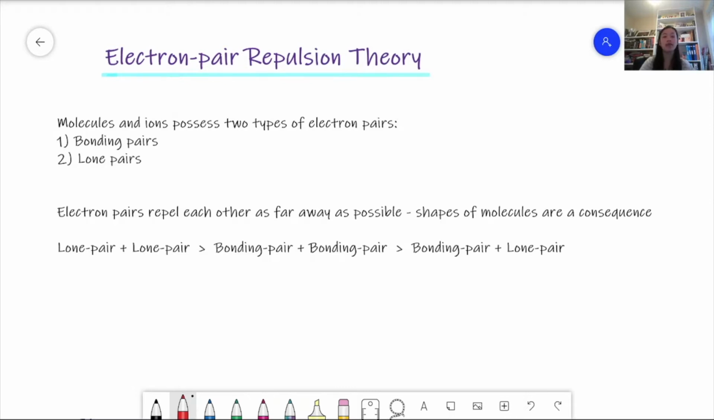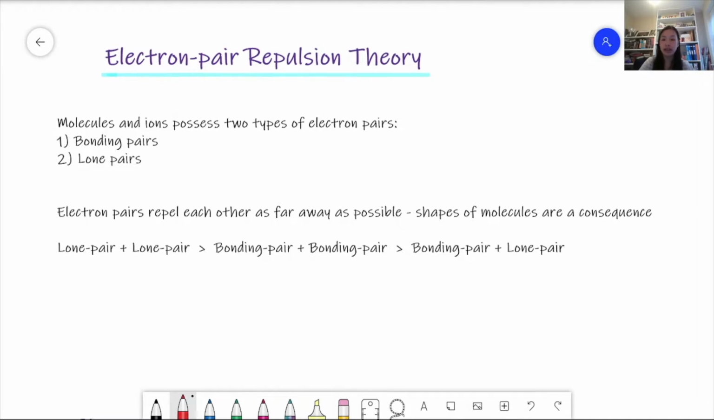So molecules and ions possess 2 types of electron pairs. They possess bonding pairs and lone pairs. Bonding pairs are pairs that have been bonded with something else. So, for example, in chlorine, one of the electrons from each atom has been covalently bonded to the other because they share a pair of electrons. The lone pairs would be the pairs of electrons that don't do anything. So they're just excess, basically. They're not bonded to anything.